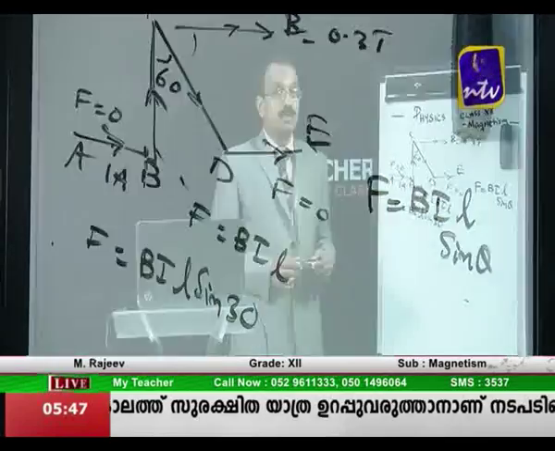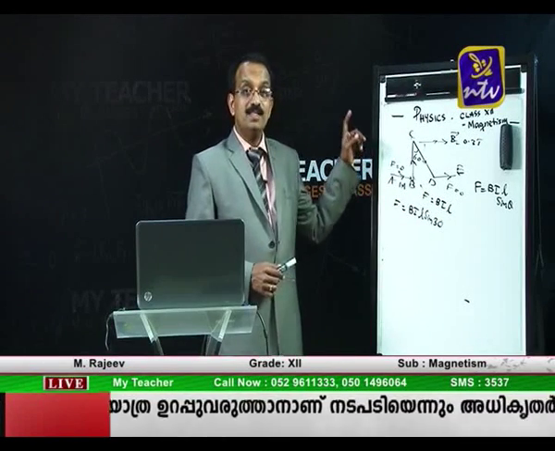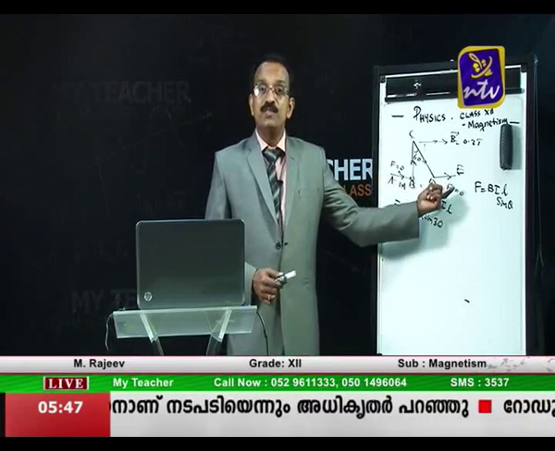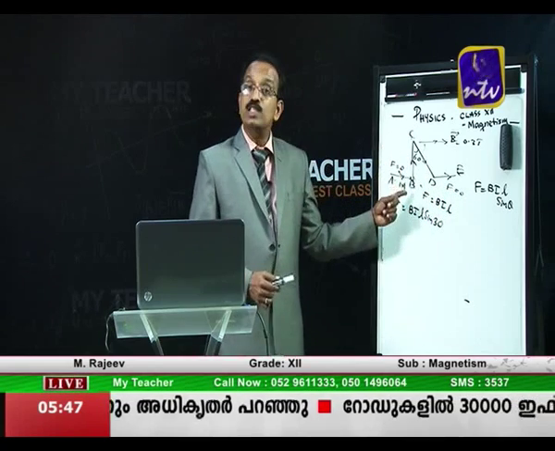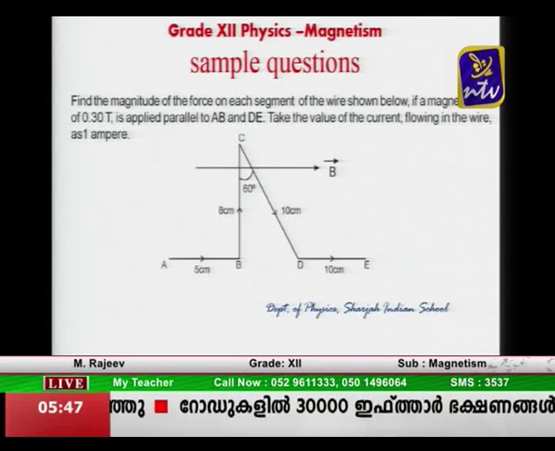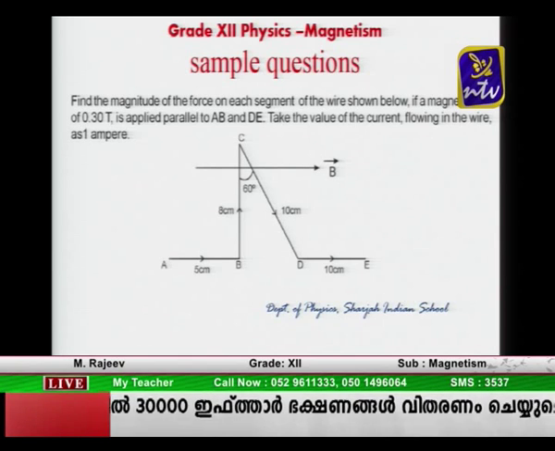So all of you understood the question and answer. That is, in these two segments the force is 0, and this segment has maximum force because the angle is 90 degrees, and over here the force is BIL sin 30.